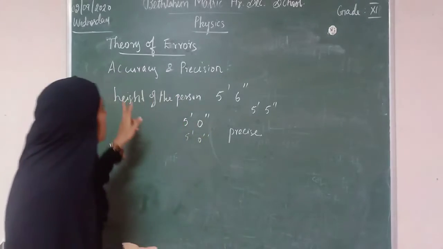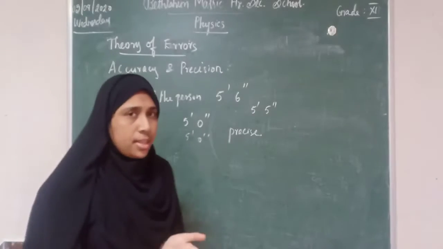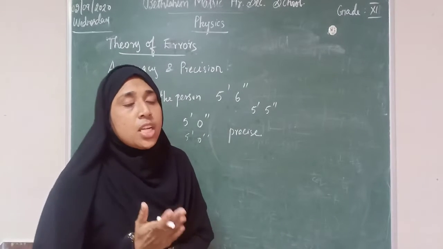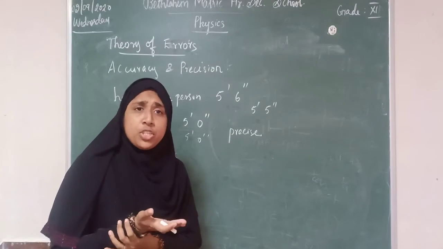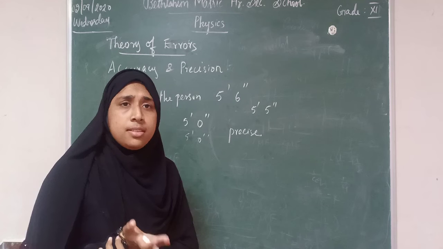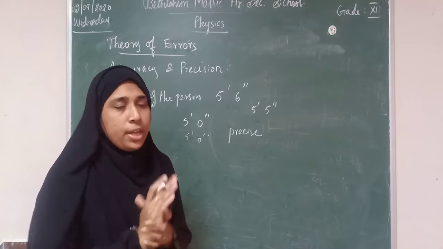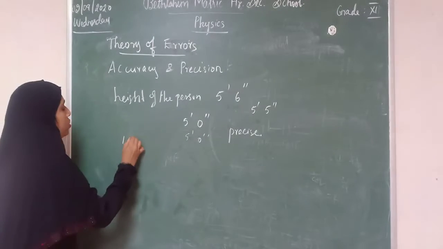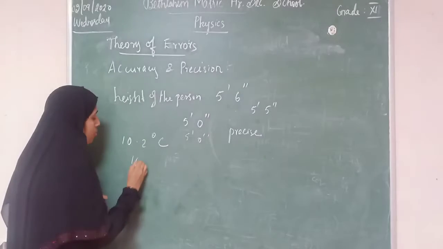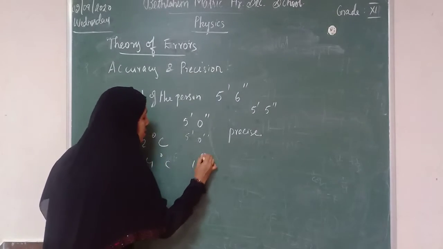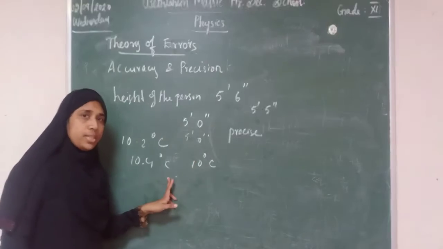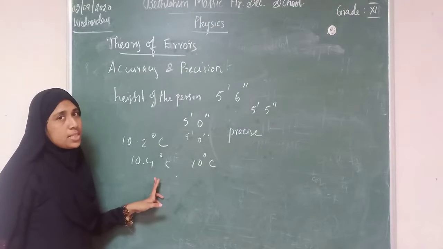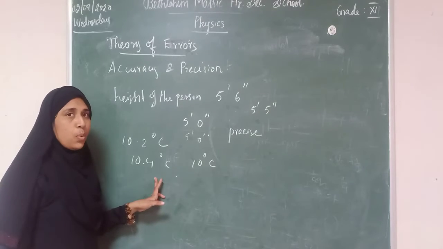So these are the two terms, accuracy and precision. Let us see another example, the temperature of the refrigerator. Suppose the temperature inside the refrigerator is 9 degrees Celsius, the true value. But when we are measuring, one time we may get 10.2 degrees Celsius, another time 10.4 degrees Celsius, or 10 degrees Celsius. So these are the values we are getting. These values are known as precise values, not accurate values.